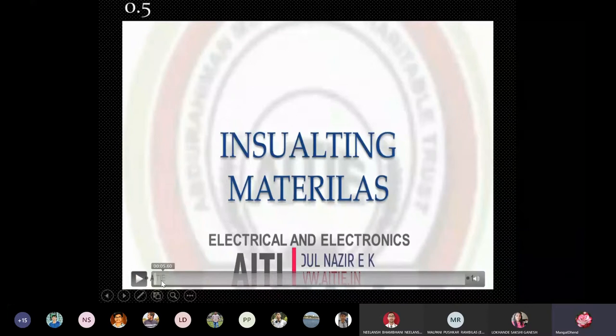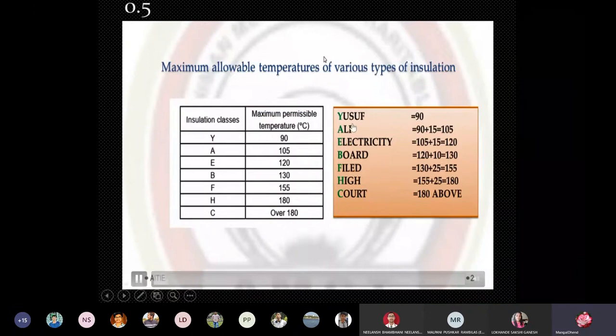See why you can't remember your soup. You soup all electricity board field high code. You write down this keyword. You soup all electricity board field high code.